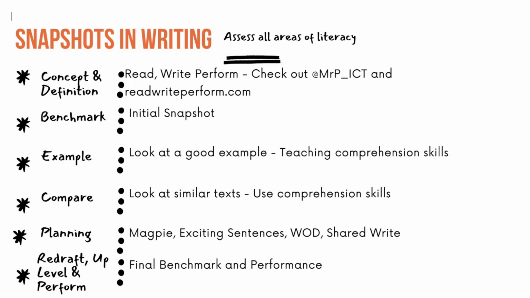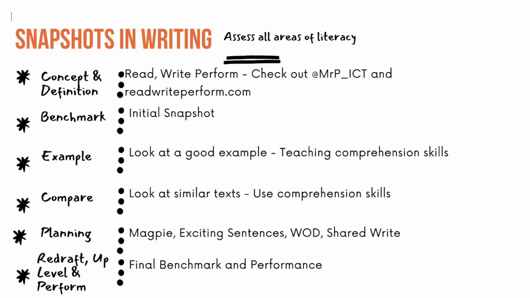Start off each block with a benchmark, which is really just the initial snapshot. In the next lesson, we look at a good example, so what the pupil should be aiming to complete by the end of the block. We do this by reading and watching and creating questions, which allows you as the teacher to model comprehension skills. We then explore and compare two further good examples, which allows the pupils to then use the comprehension skills you've taught in the last lesson.